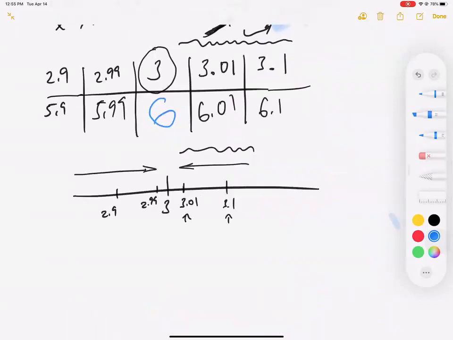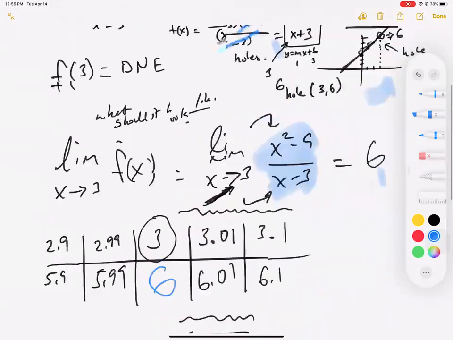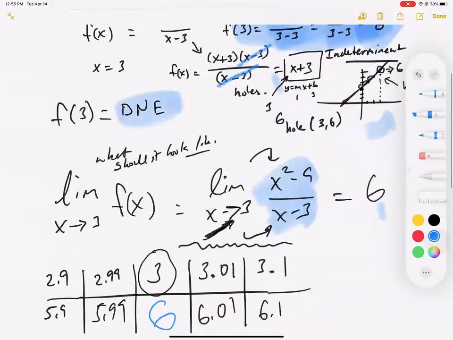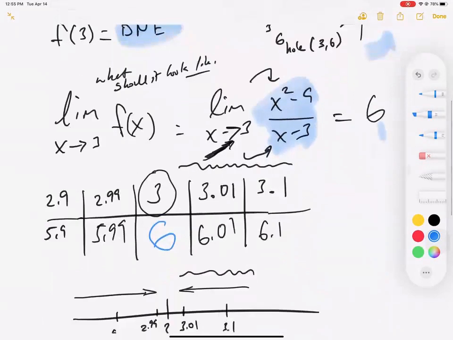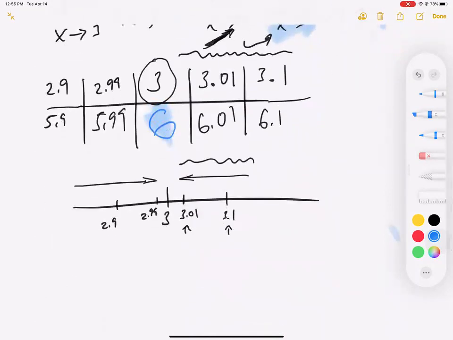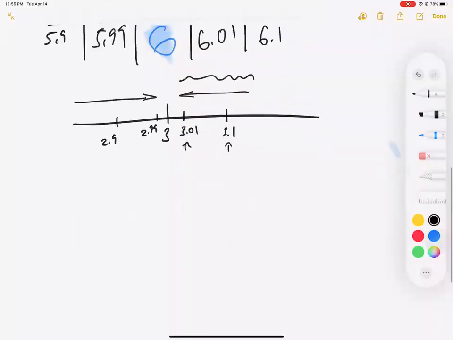So this is what we're gonna do. The answer that we tried plugging in does not exist. But what does it look like? It looks like 6. And that's what a limit is. A limit says, I don't care what it is, I care about what it looks like. Now, let me give you a different graph here to illustrate that real quick.